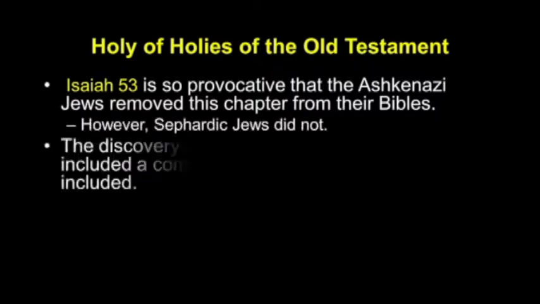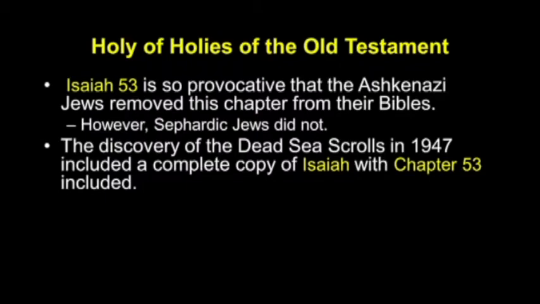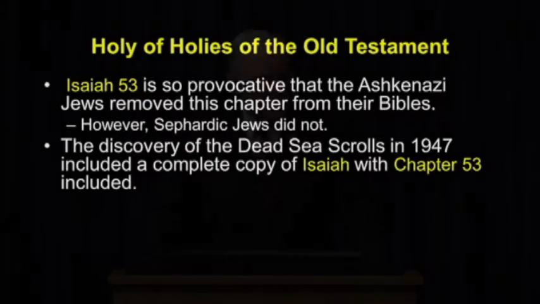But even eclipsing both of these, in 1947, when the Dead Sea Scrolls were found, the most precious scroll was a complete copy of the book of Isaiah. When you visit Israel, you can go to the Israel Museum. They have a special building just to show this. You can go there and see right in the middle of Isaiah, there's chapter 53. And so that is embarrassing.